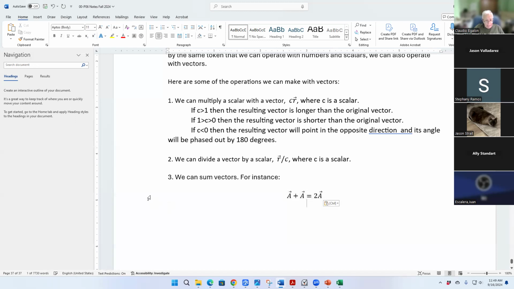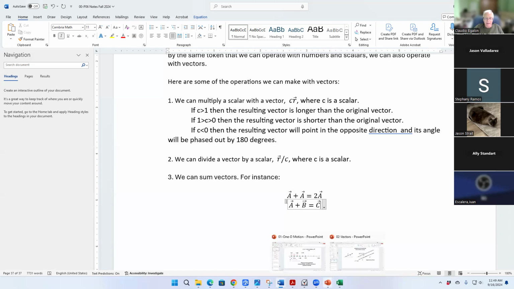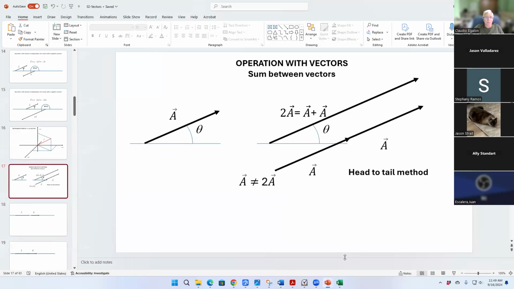We can also sum A with a different vector, B. Okay, but it's not going to be necessarily equal to 2A. It should be another vector that I'll call C. Here you go. And there is this graphical method to obtain the resulting vector, what we call the head to tail method. With the head to tail method, we get one vector and place it at the tail of the other vector, resulting in this longer vector that you see right here.